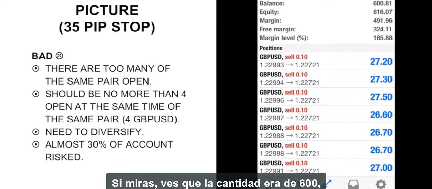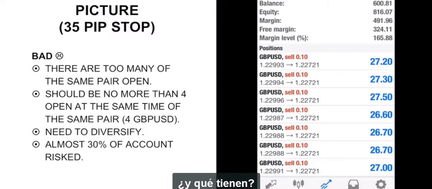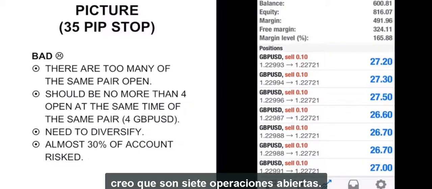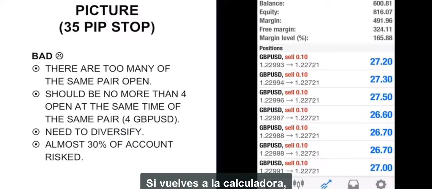How do I know that? If you look, you see 600 was their balance, and they've got what? They have, what is that, 0.7? If you add all of those up, I think that's 7 trades open. So they've got $7 per pip on the line. If you go back to the calculator, you will see how much of their account is 30% that they've just risked. Not good.